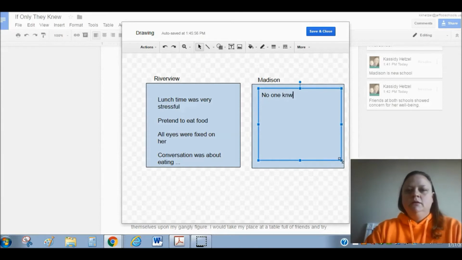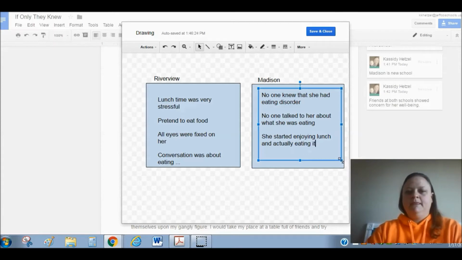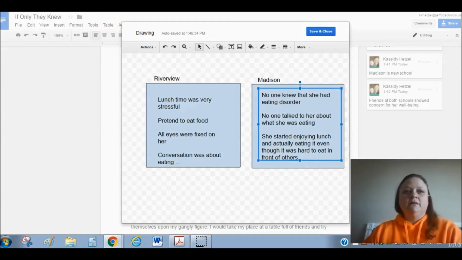No one knew that she had an eating disorder, right? No one talked to her about what she was eating. She started enjoying lunch and actually eating it, even though it was hard. Eat in front of others. So we can see that she is doing better.